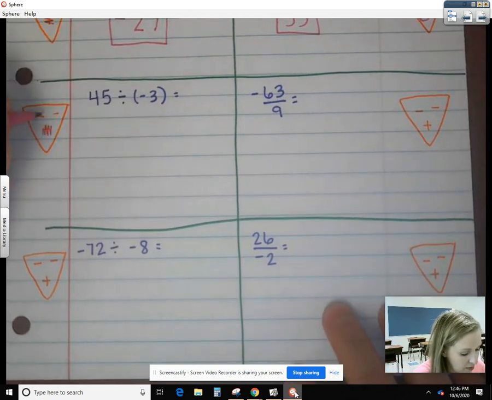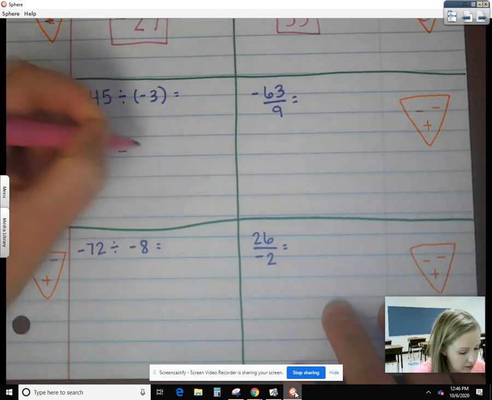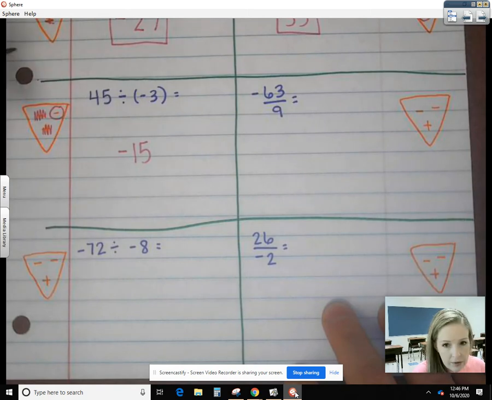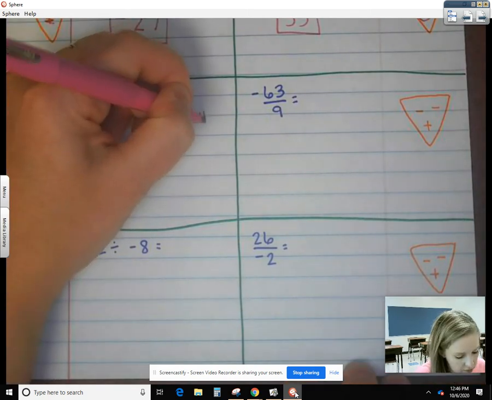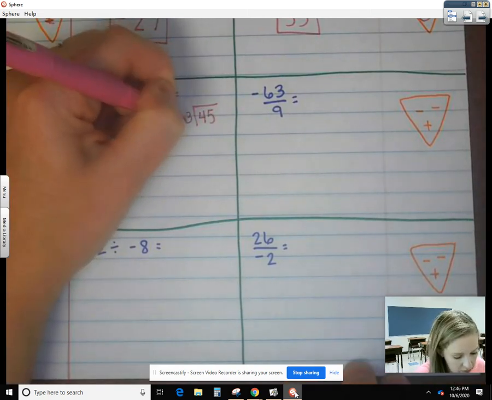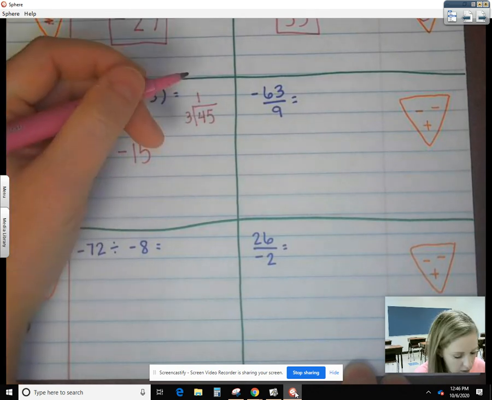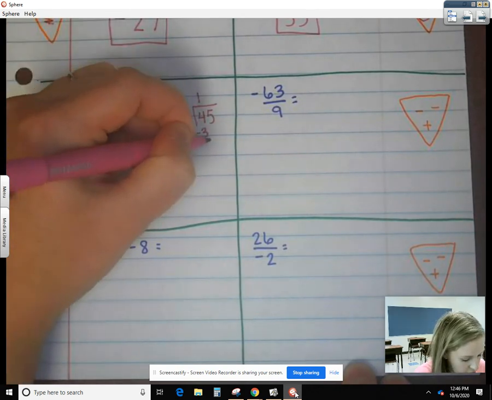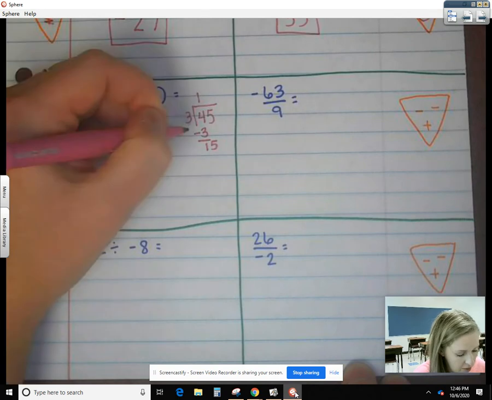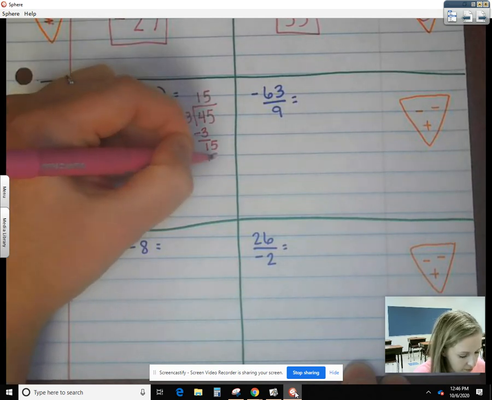45 is positive, the negative 3 is negative, which leaves us with a negative answer, and 3 goes into 45 15 times. If you needed to, you could work that over to the side. 45 divided by 3. 3 goes into 4 one time. Subtract, bring down. 3 goes into 15 5 times.